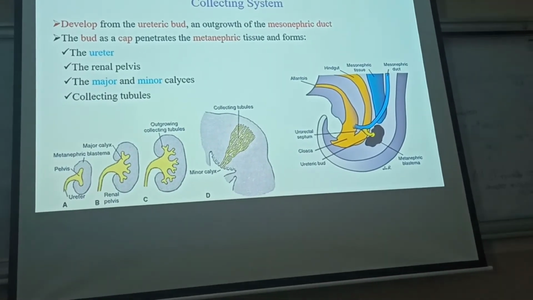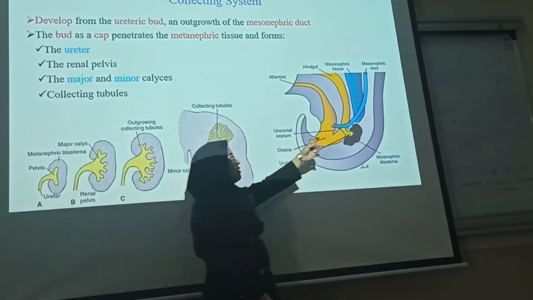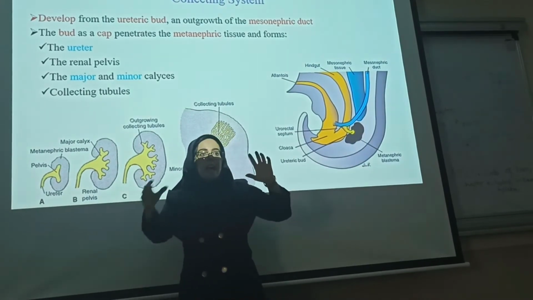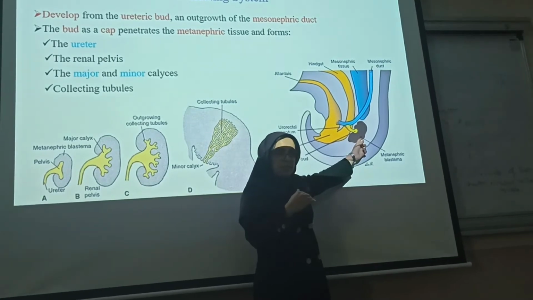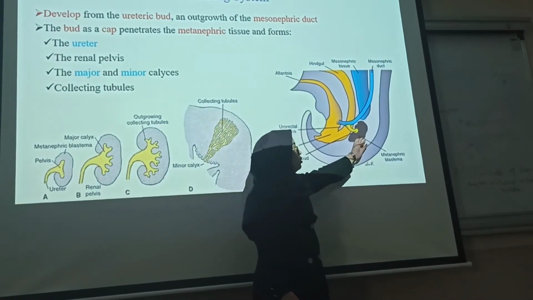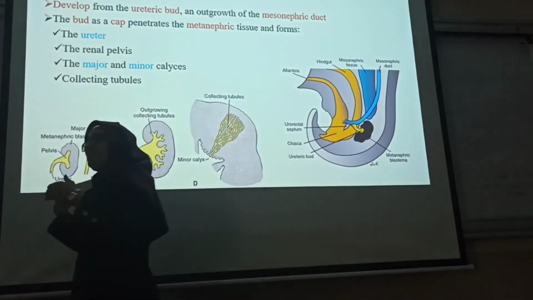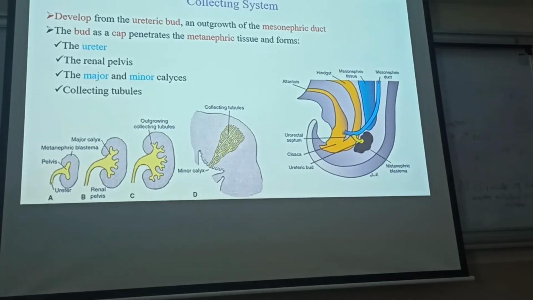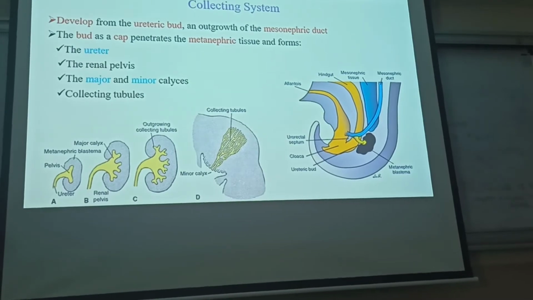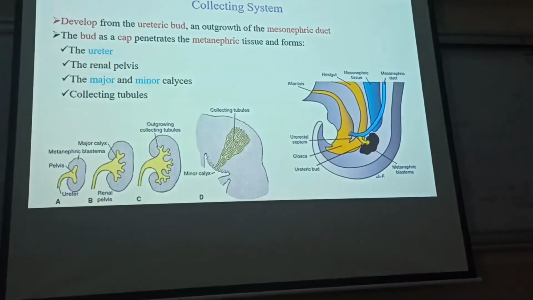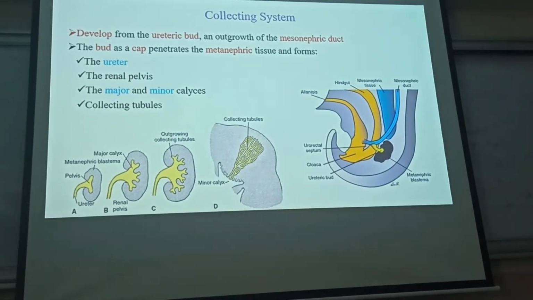What is the ureteric bud? Ureteric bud is an outgrowth from mesonephric duct. At first, ureteric bud is formed and then penetrates to metanephric tissue. And gives rise to collecting system such as ureter, renal pelvis, major calyx, minor calyx, and collecting tubules.